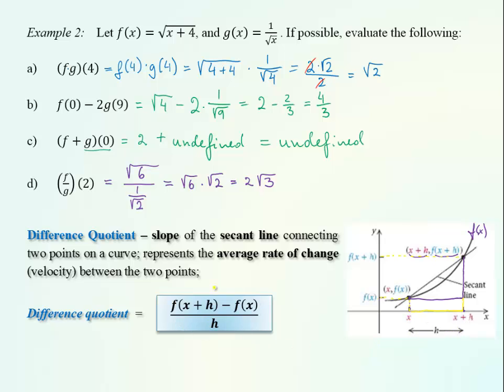So this is the formula for the difference quotient that represents average rate of change. It tells us how the function is growing over, for example, a period of time h. So again, the difference quotient represents the slope of a secant line connecting 2 points on the graph, and it can be considered as average rate of change, or sometimes called velocity, between the 2 points on the graph.